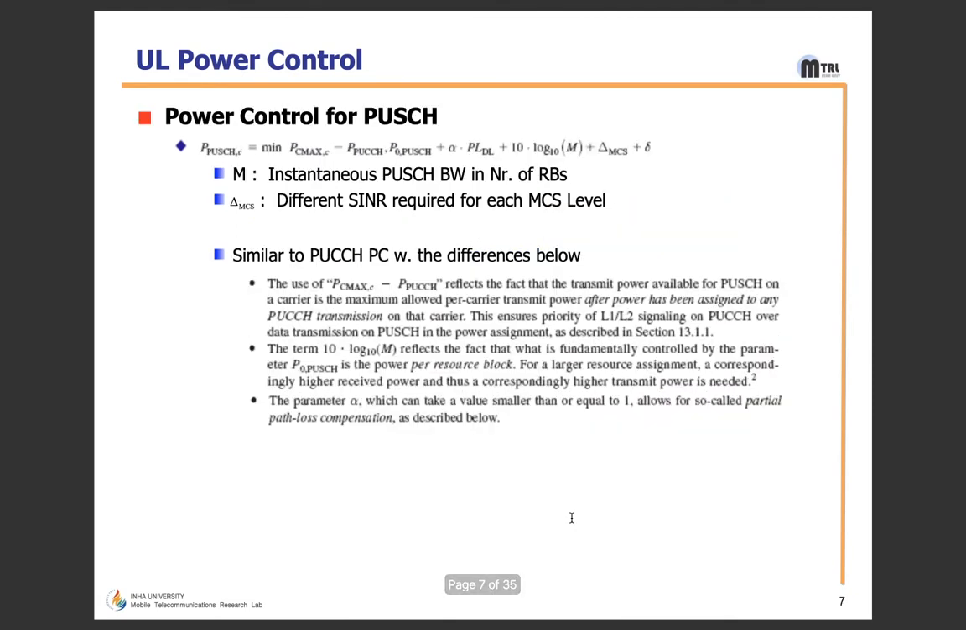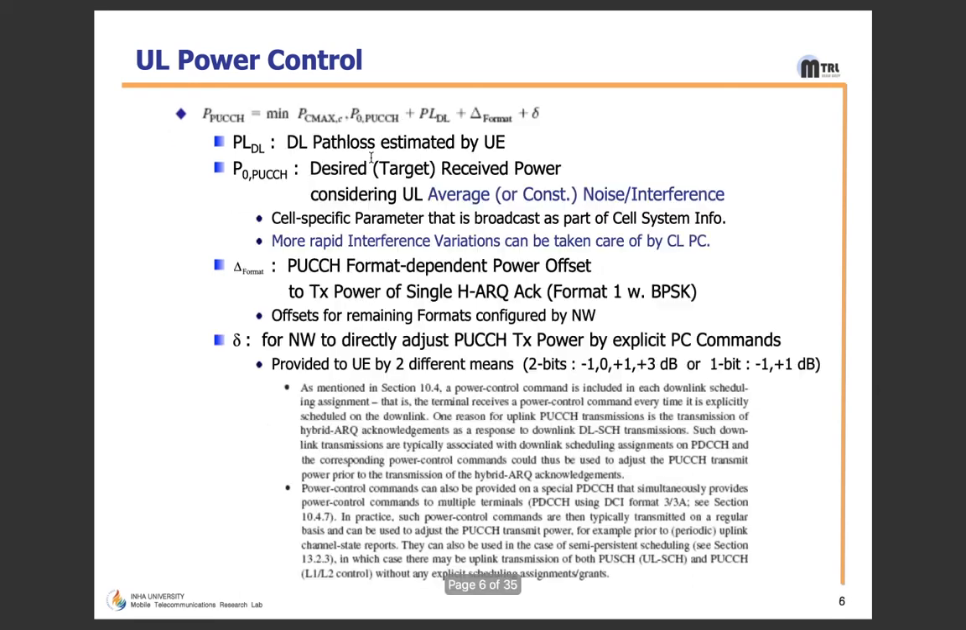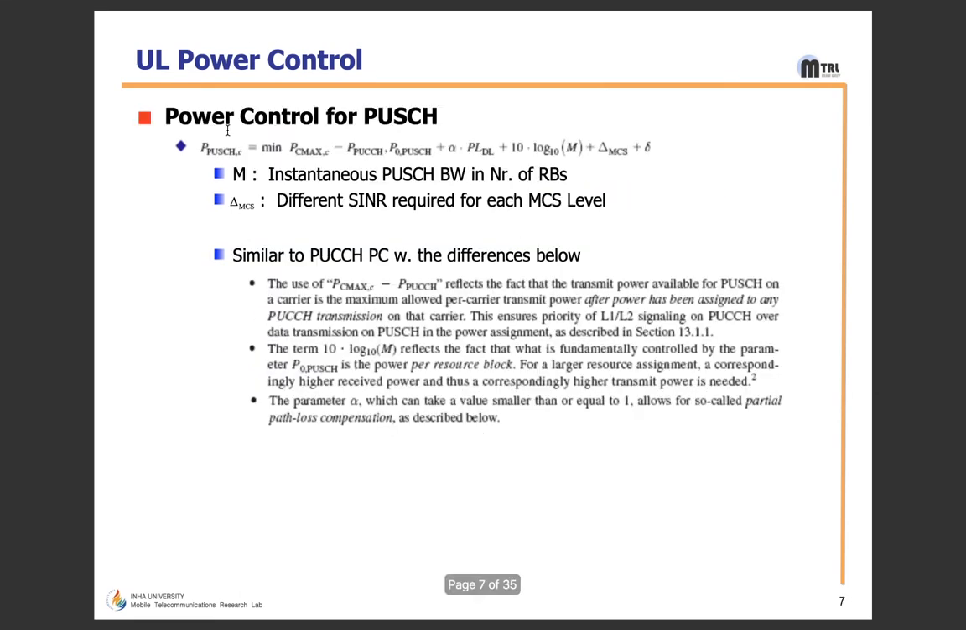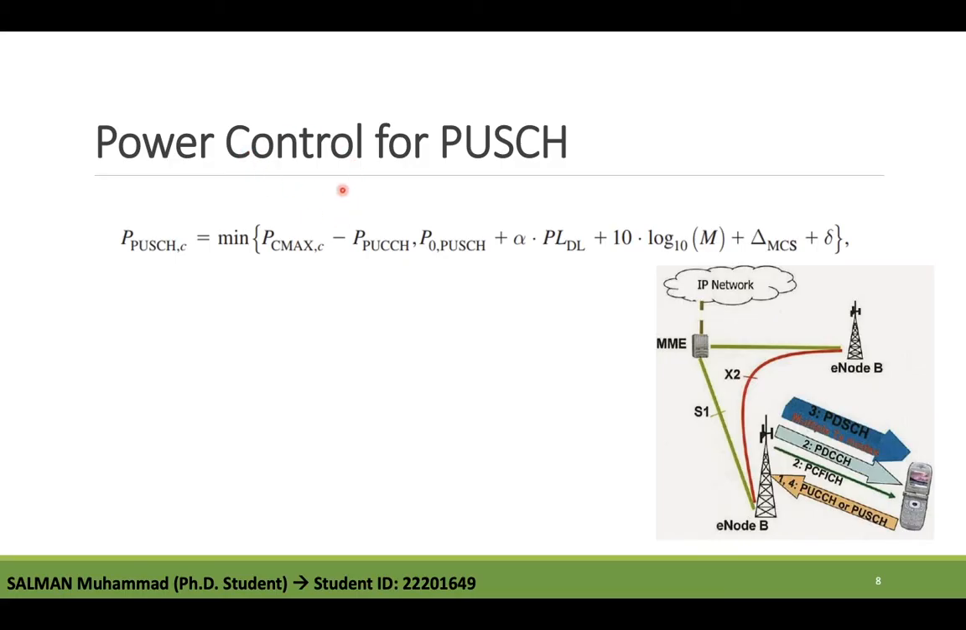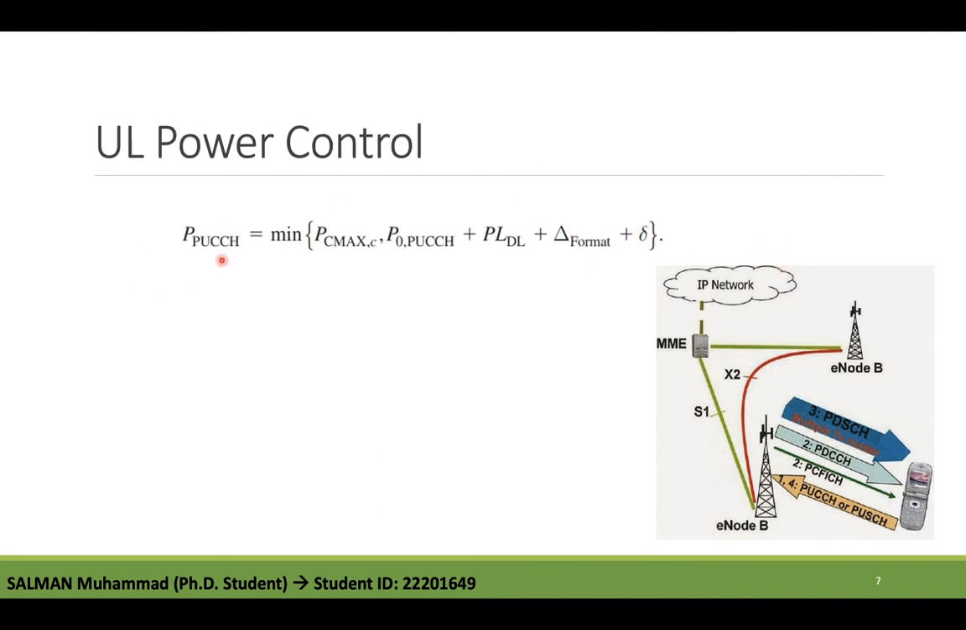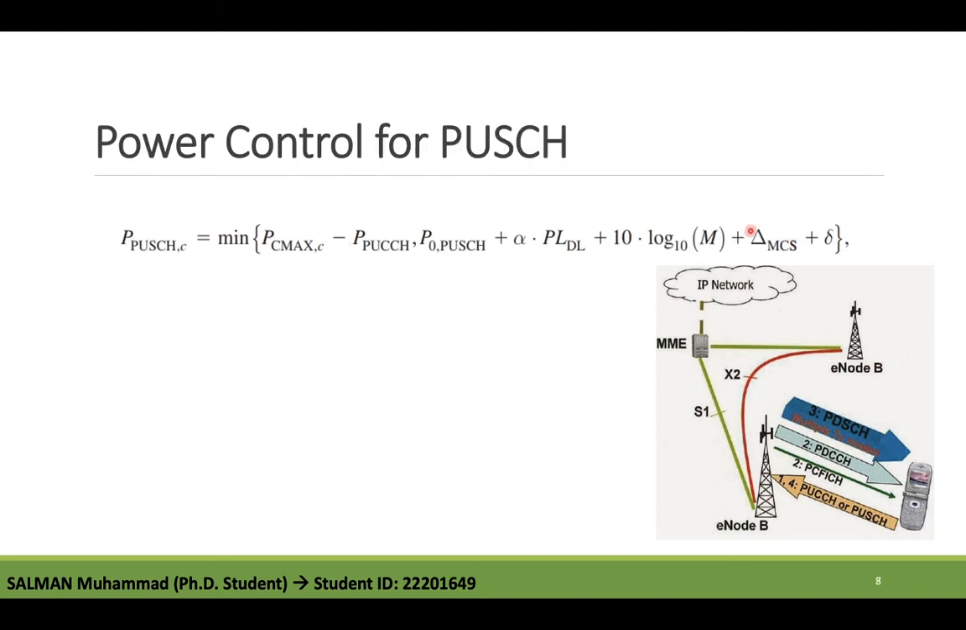And further, looking at the power control for the PUSCH, this was the power control for the PUCCH. Power control for the PUSCH can be described by this expression. Here the M denotes the instantaneous PUSCH bandwidth measured in number of resource blocks, and the term delta MCS is almost similar to the delta format that we saw in the power control of PUCCH, and it reflects the fact that different SINR is required for different modulation schemes and coding rates used for the PUSCH transmission.